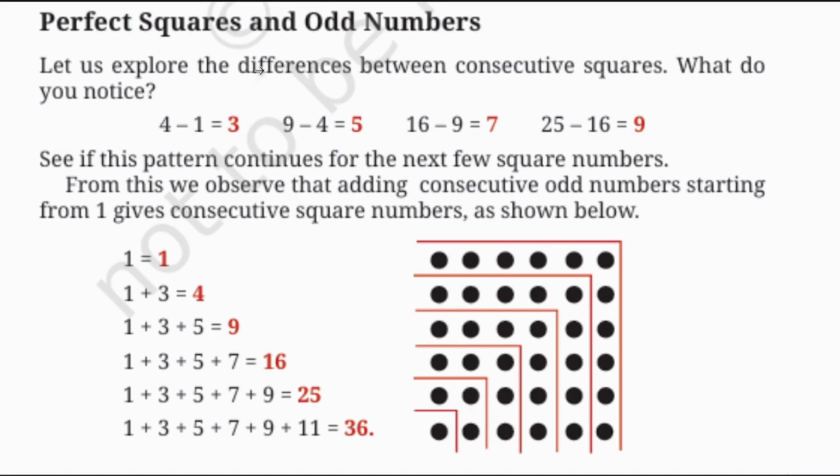Okay, now next, some perfect squares and odd numbers. What's the relation between perfect square and odd numbers? Okay, so now the relation between consecutive squares. So the first square number is 1, the second square number is 4.